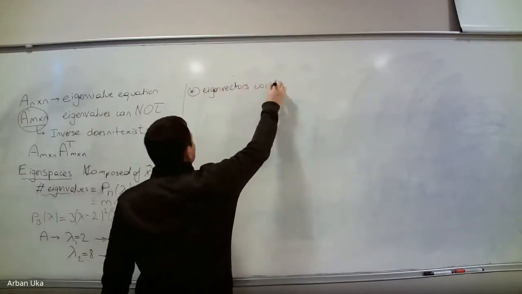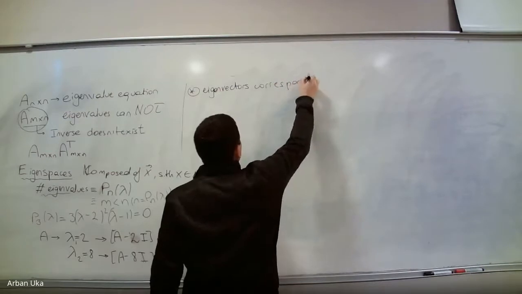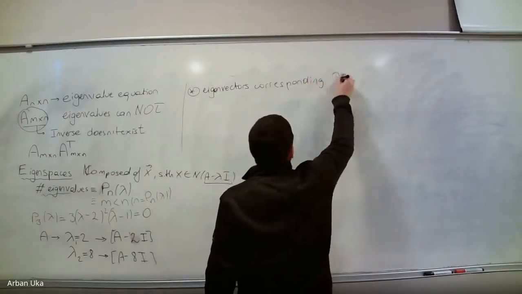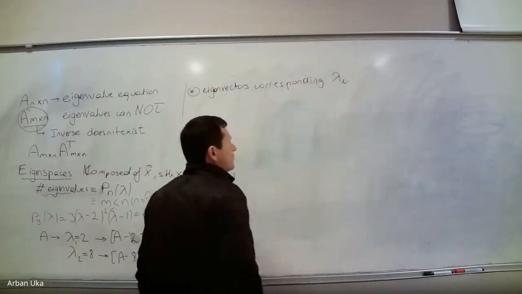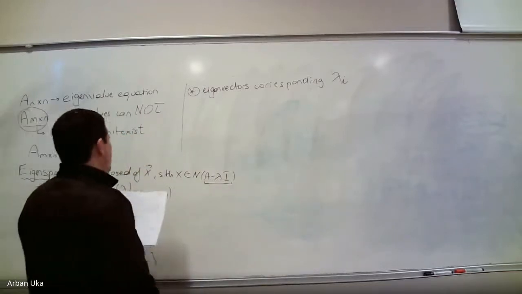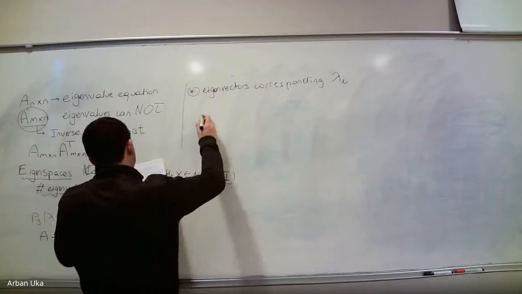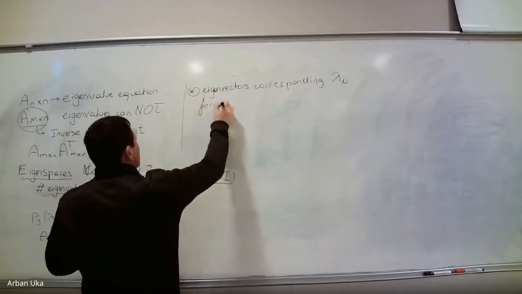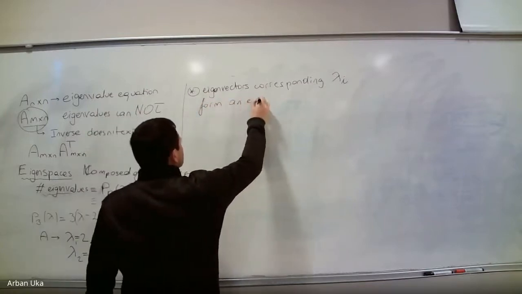Eigenvectors corresponding to lambda I. I want to denote this one lambda I because each lambda has its own eigenspace, constitute or form an eigenspace.